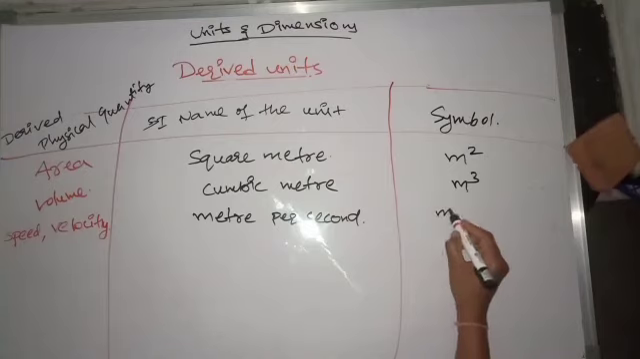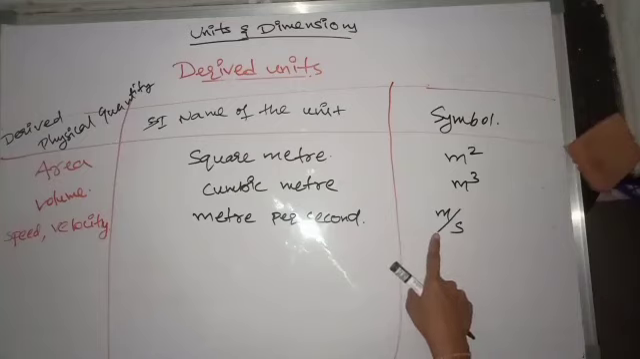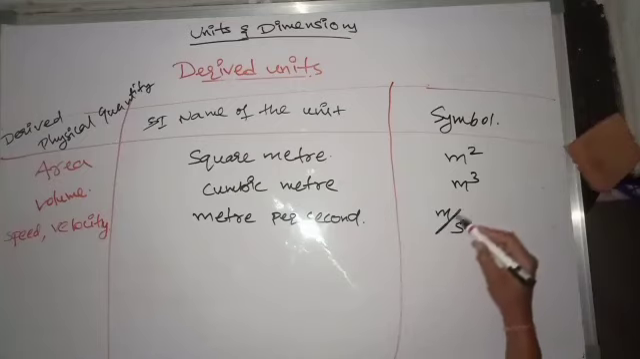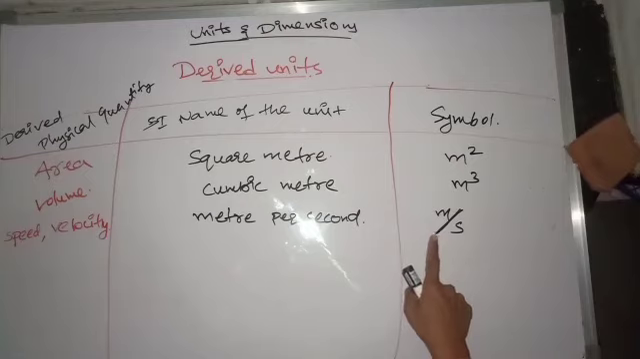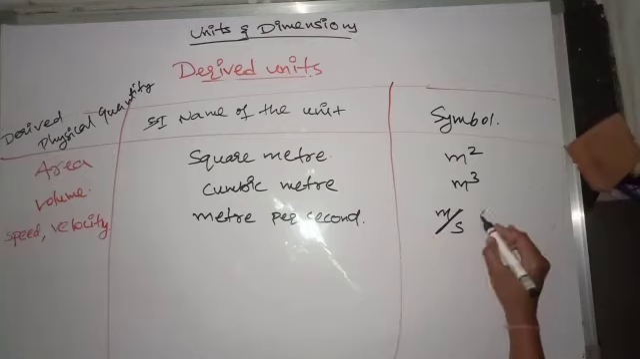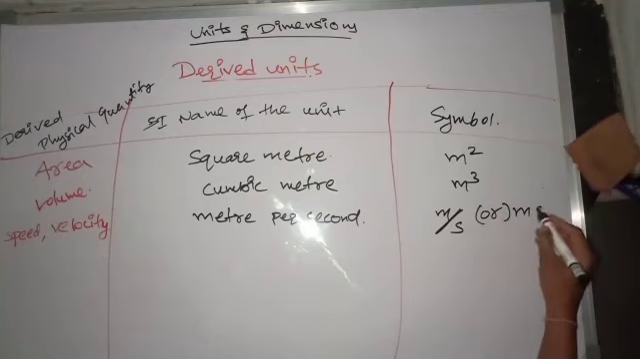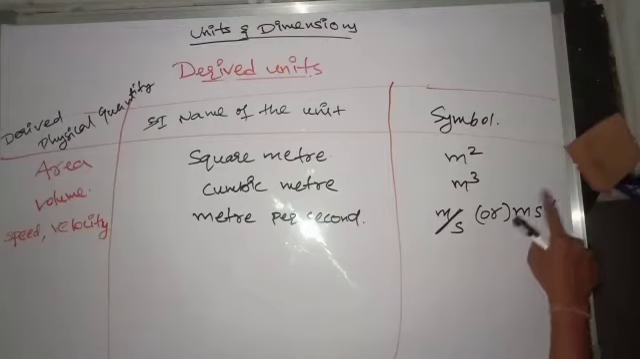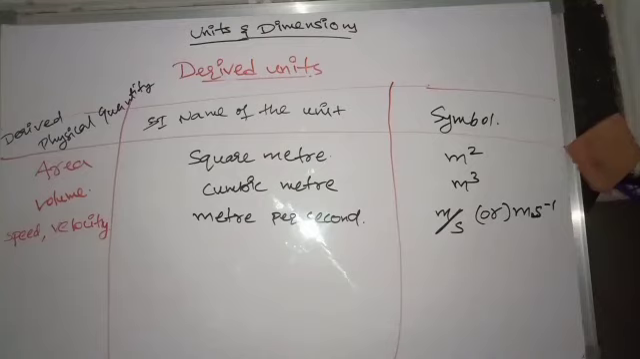Meter per second is nothing but m by s. This symbol is denoted for division. And this also can be written as m into s power minus 1. There must be no gap in between these two symbols. I will explain the rules for writing the units, SI units, in my next lecture.